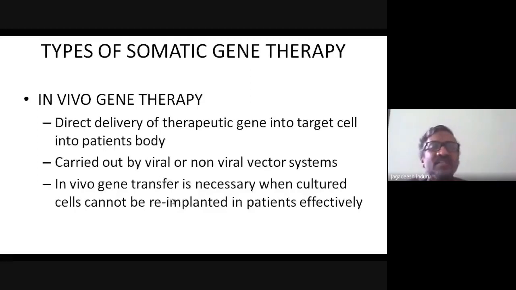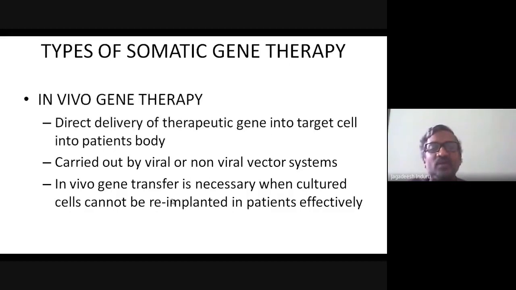In in-vivo gene therapy, we are going to do it by viral vector and non-viral vector. In the non-viral vector, other than the virus, the particular delivery is possible by the non-viral vector. So in-vivo gene transfer is necessary when cultured cells cannot be reimplanted in the patient effectively. Why are we going to adopt this, even though it is a little bit complicated? Why do we want to do it?